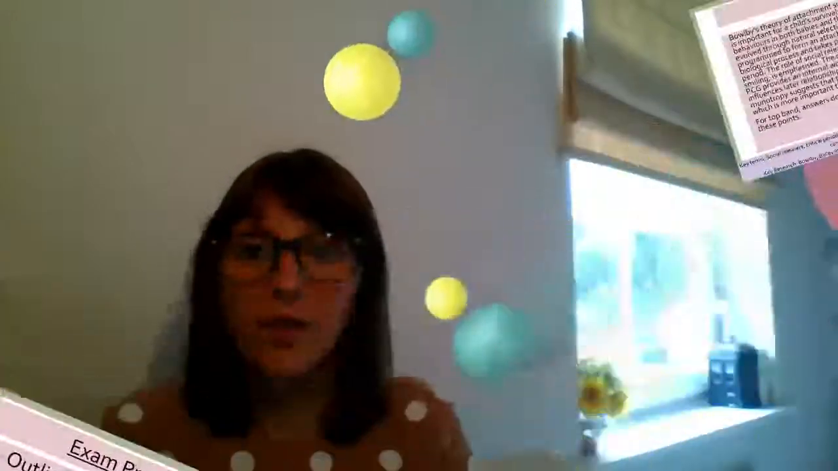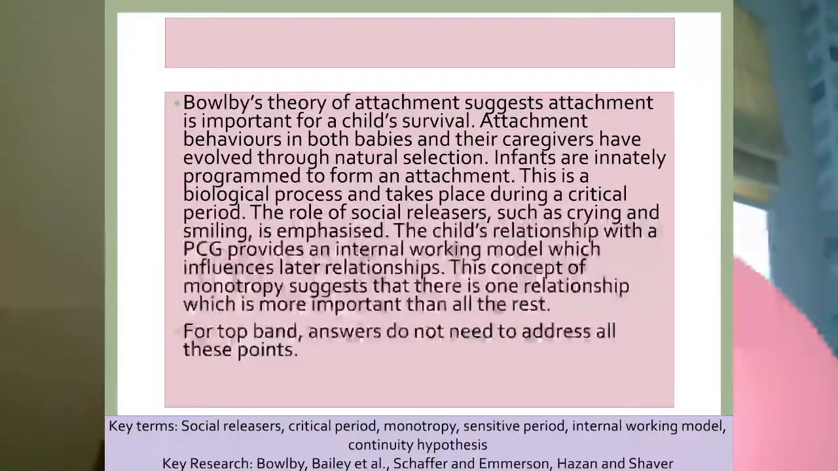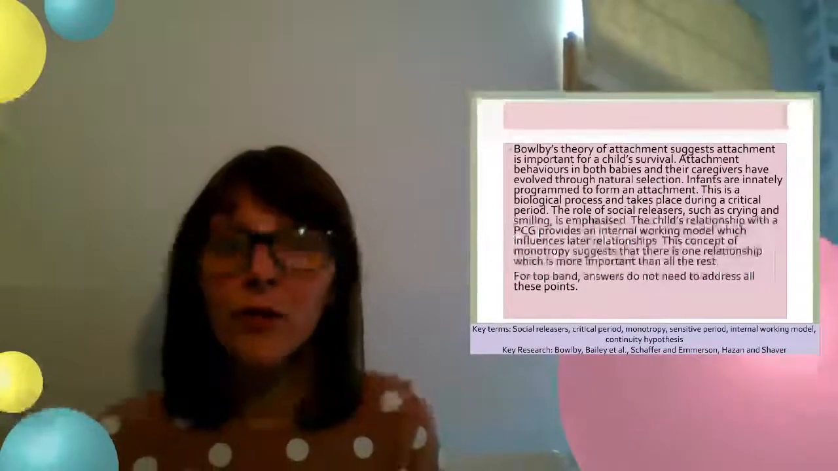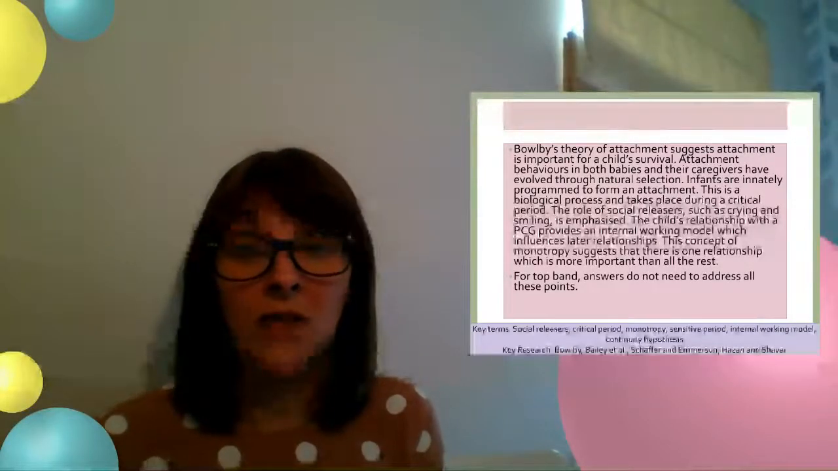I'll show you what we've got for the mark scheme. If you've got something similar to this, then you could get full marks. It suggests that attachment is important for survival. It's an evolutionary theory. They're innately programmed. It's biological. There's a critical period, social releases, there's an internal working model, and it's the idea of monotropy. You don't need to include all of those parts for a full mark answer. You could just have 2 or 3 of those parts explained really well, and that would be fine.